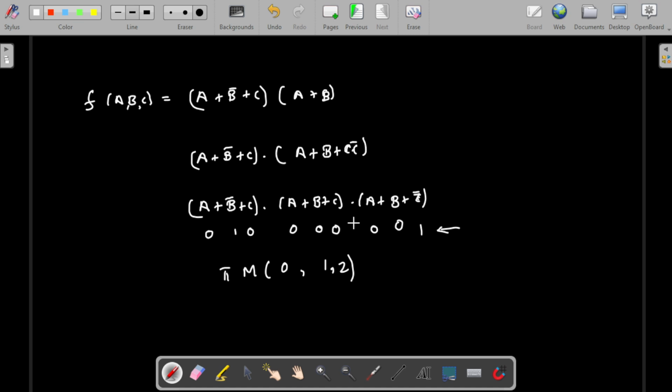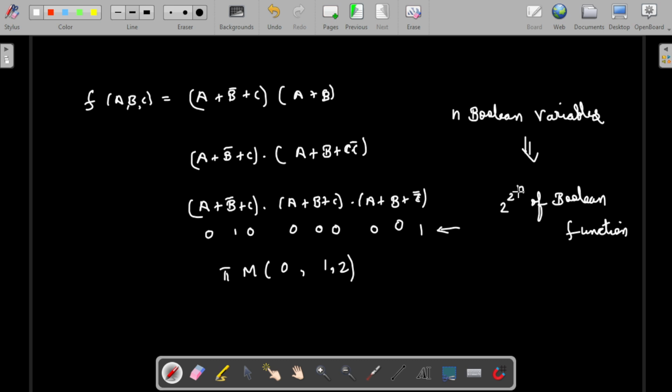So I hope you guys are able to identify how to convert from one form to another, like non-canonical to canonical form. So here I am giving you one hint. If there are n Boolean variables, a, b, c I am saying, in a function, then 2 power 2 power n is the number of Boolean functions we can get. This is one of the very important things you have to remember. So please make a note of it. It's not 2 power n, it's 2 power 2 power n.